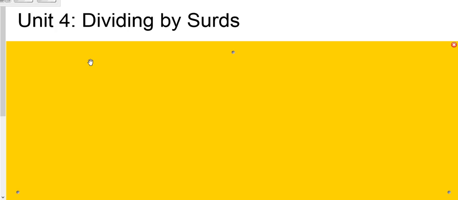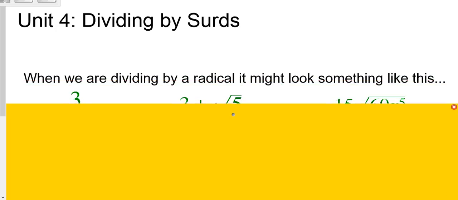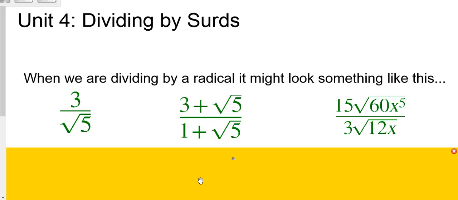In our next section, in Unit 4, we need to talk about what happens when we're dividing by surds, or we have that radical in the denominator. These are a couple examples. We might have 3 over the square root of 5. There's our radical. We might have 3 plus the square root of 5 over 1 plus the square root of 5. It doesn't have to be the square root of 5. These are just 2 examples that happen to use that. And if you look at the last expression, the radical in the denominator is the square root of 12x. So anything that has a radical in the denominator means that you are dividing by a surd.